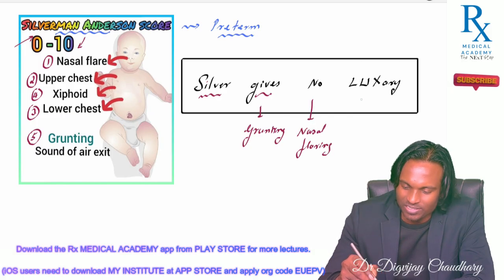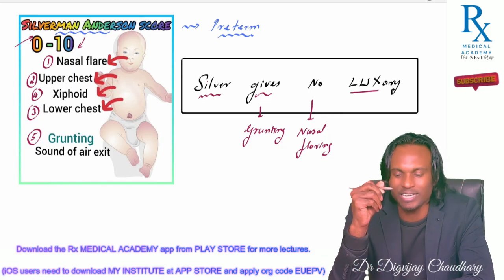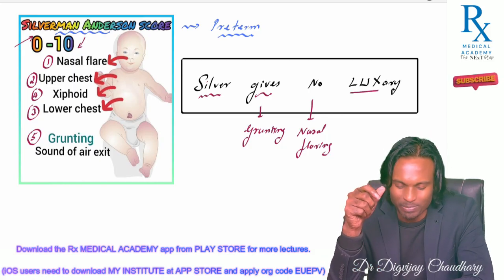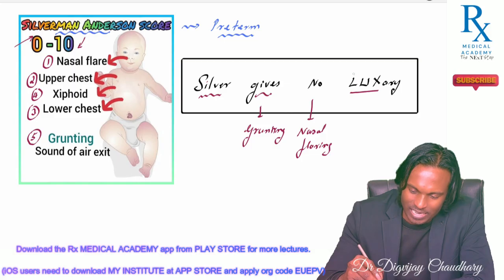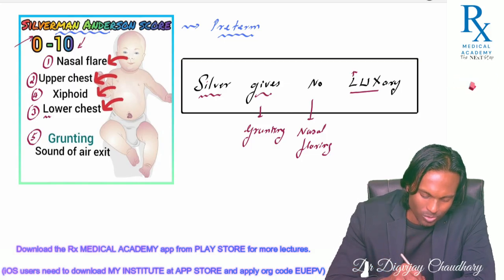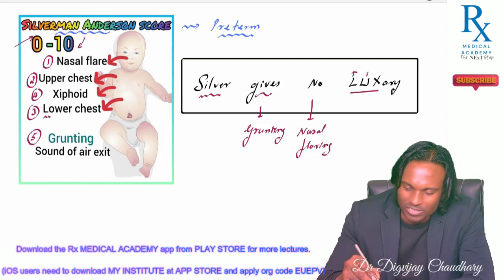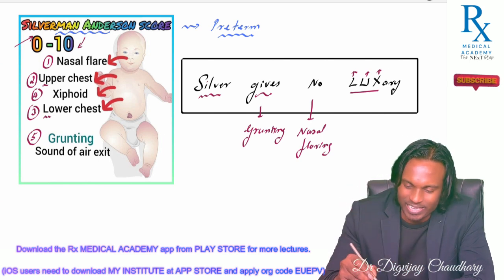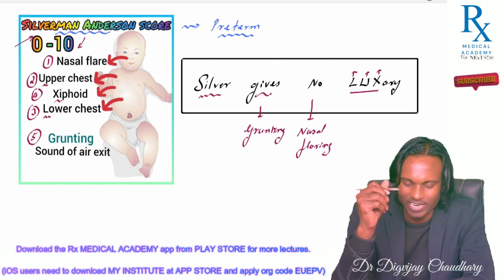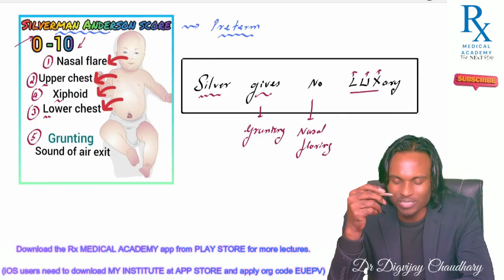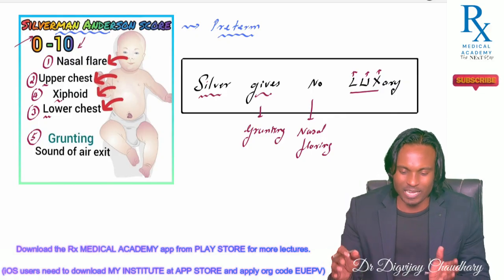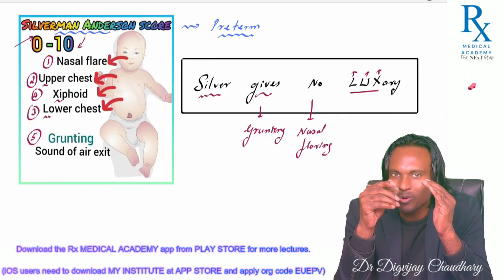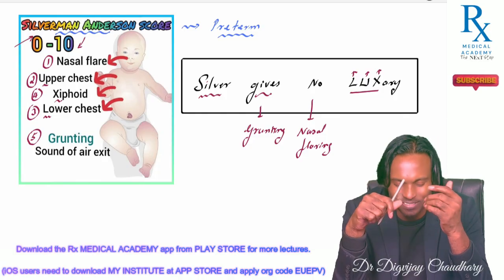Now you are left with three more letters, right? I have denoted LUX as capital. So here you can appreciate L stands for lower chest retractions. U stands for upper chest retractions. Now you are left with X. X stands for xiphoid retractions. So this is a very productive mnemonic. This will help you memorize various components of the Silverman Anderson score.